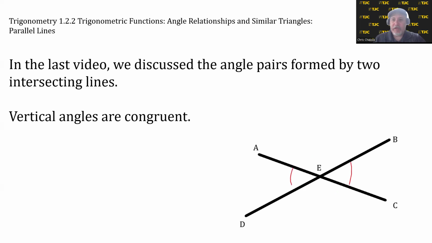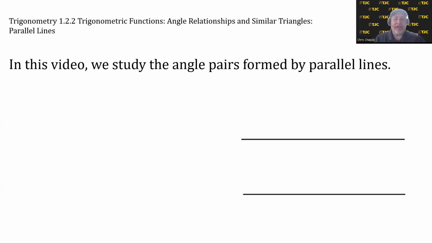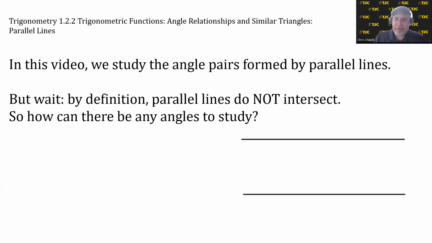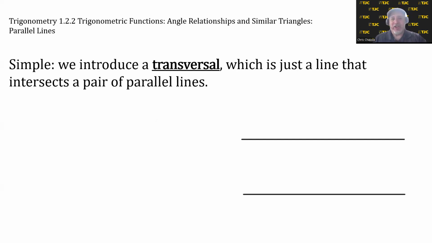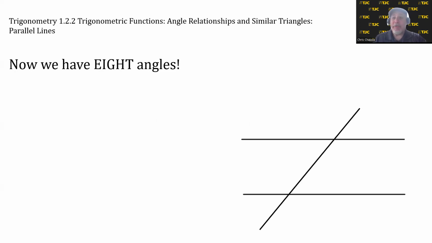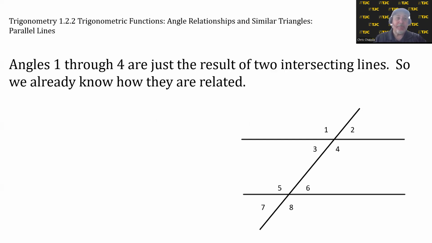two and these two. Now, in this video, we study the angle pairs formed by parallel lines, and you might be thinking, there are no angles because by definition, parallel lines do not intersect. So how can there be any angles to study? And the answer is we introduce what's called a transversal, which is just a line that intersects a pair of parallel lines like this. And now we have 8 angles, 1, 2, 3, 4, 5, 6, 7, 8.